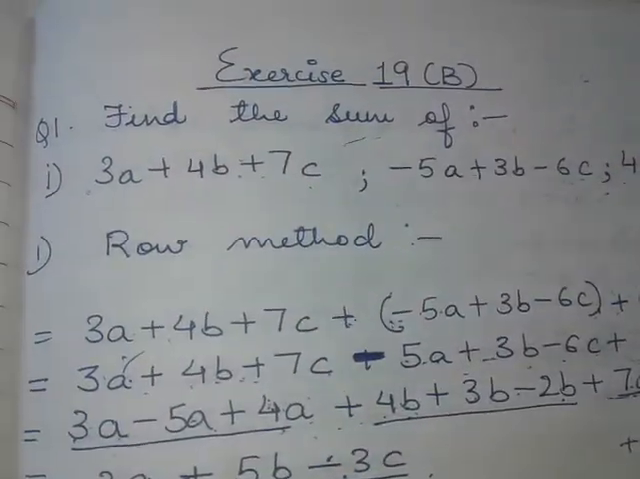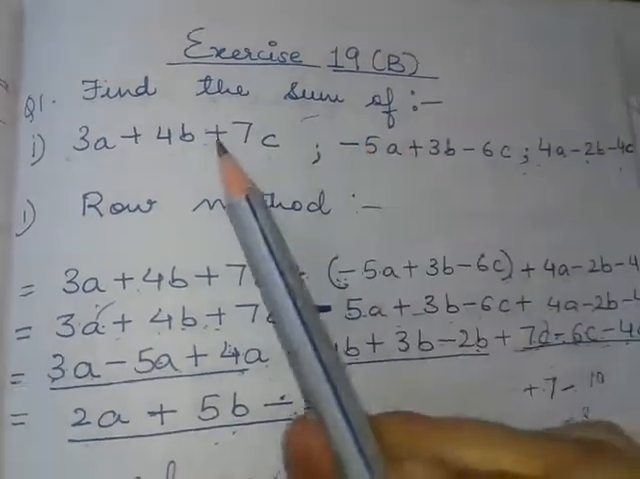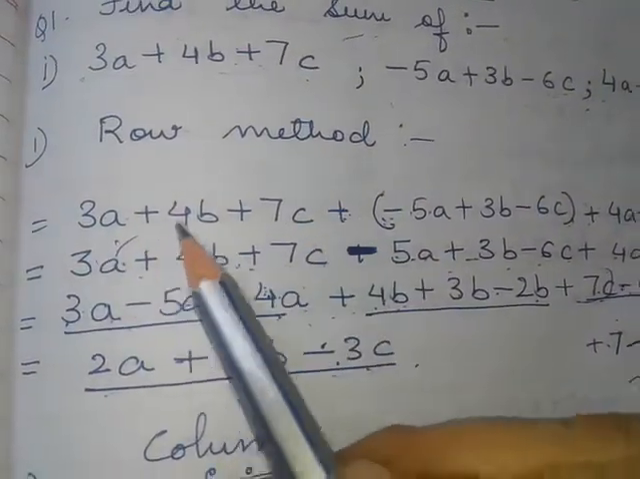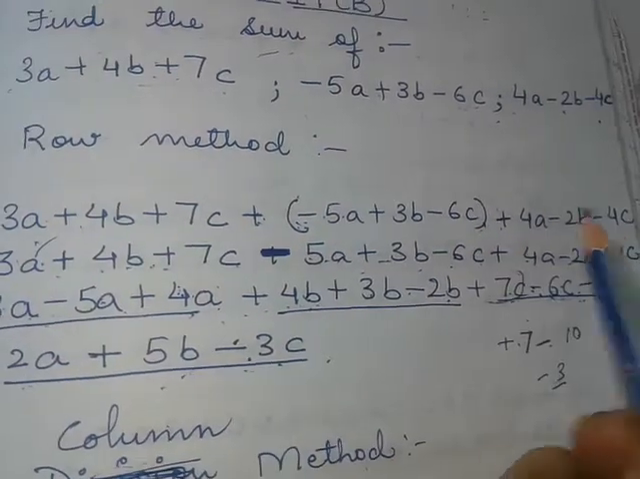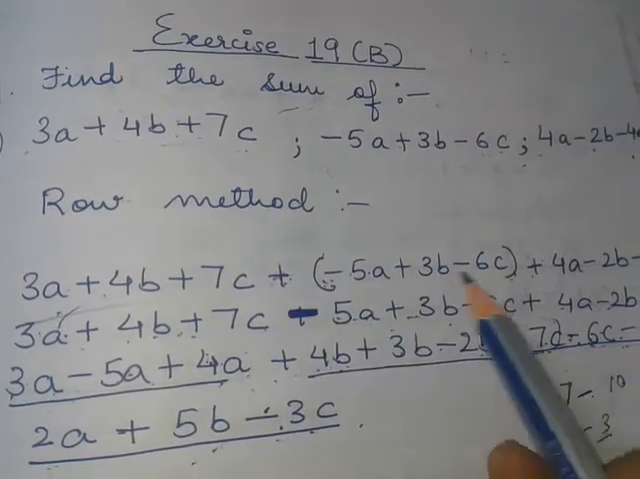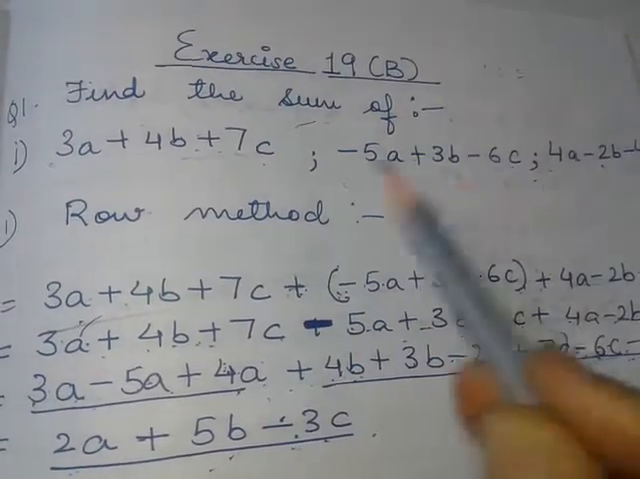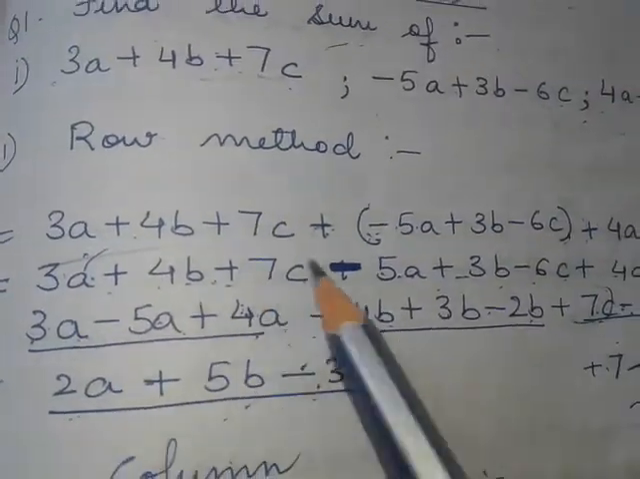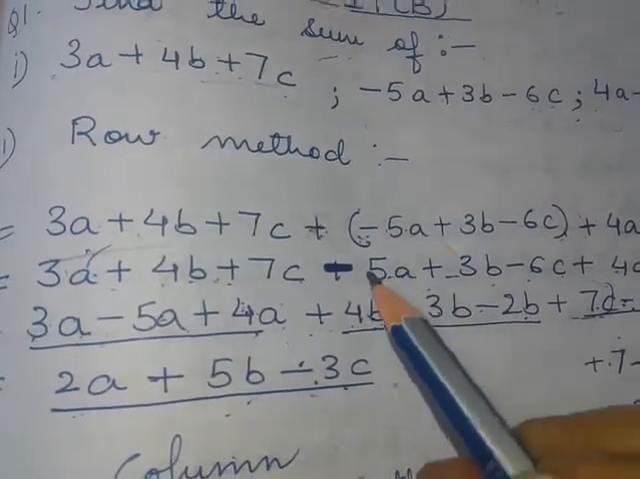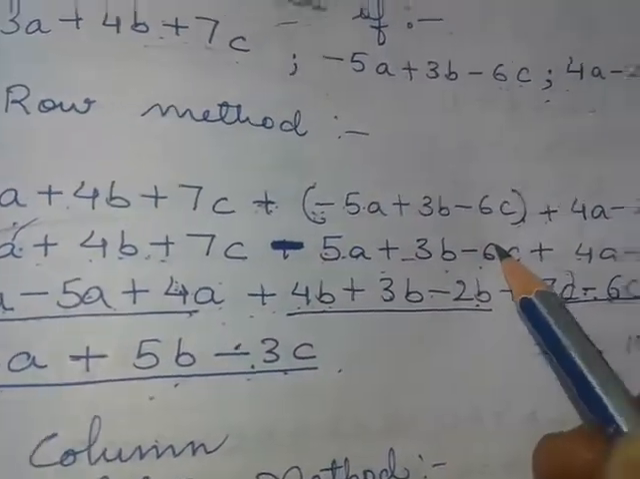Now exercise 19b, find the sum of these polynomials. So the row method I had told you, plus plus plus. Okay, so first you put plus in between. This is the first polynomial, second polynomial, third polynomial according to the question. Then just open these brackets. So before the bracket plus is there, so no issues, copy as it is, no changes.